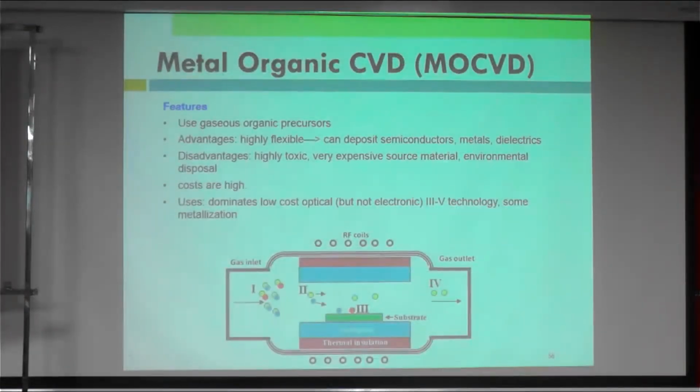Another CVD is what is called MOCVD, metal organic CVD. The advantage of this metal organic is that it is highly flexible and can deposit semiconductors, metals and dielectrics, but the disadvantages are that it is highly toxic, has very expensive source material, and needs environmental disposal. So the cost is high. It is used for low cost capital, but not electronic, 3-5 technology, and some metallization.